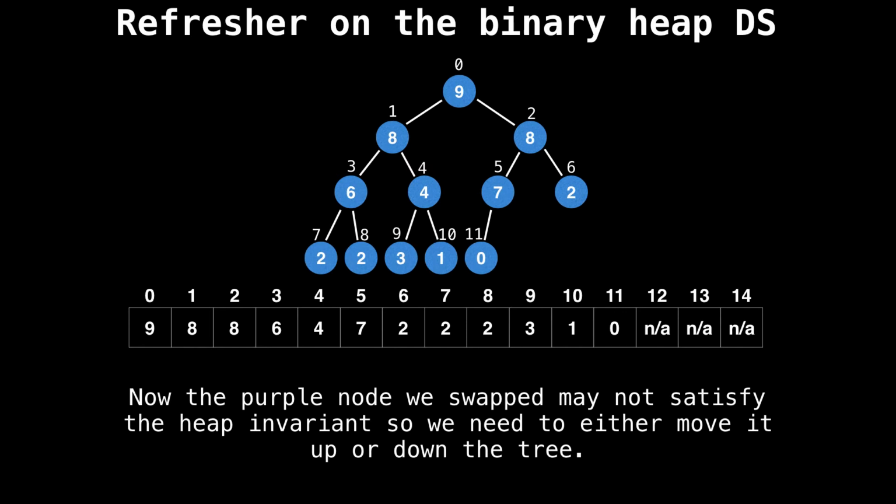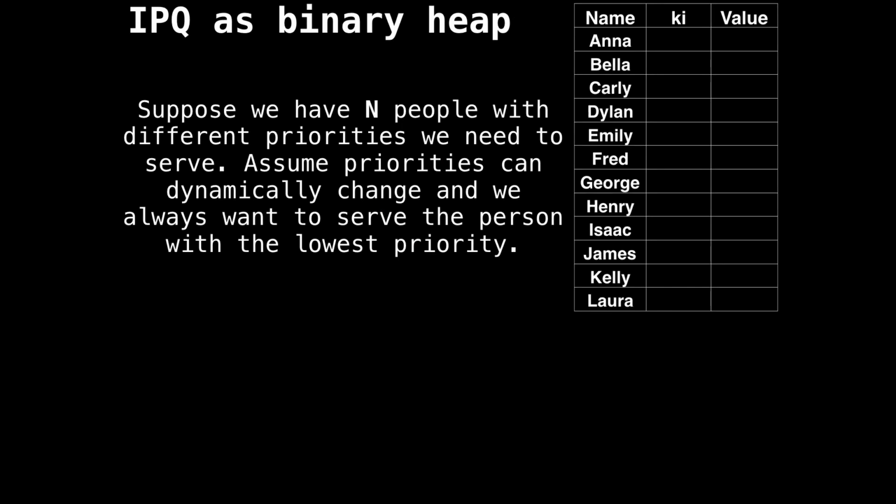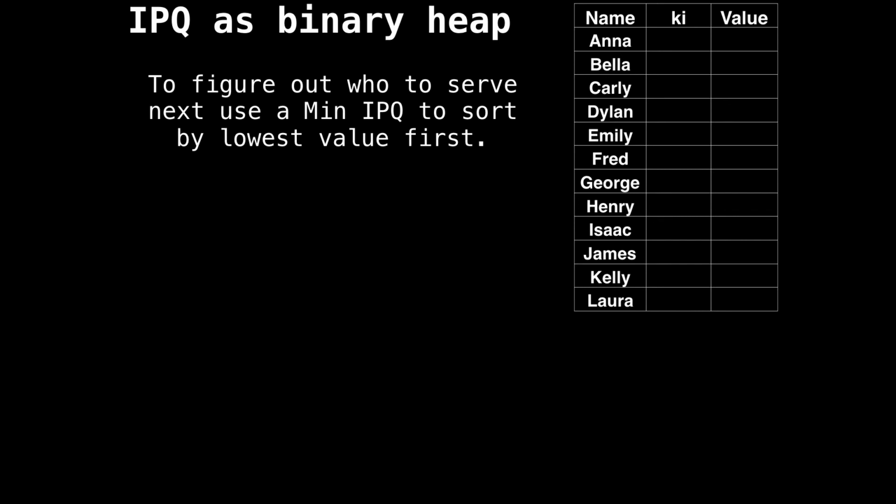Now let's talk about implementing an indexed priority queue with a binary heap. For the following examples, suppose we're dealing with n people with different priorities that we need to serve. Perhaps we're prioritizing people for a queue at a hospital, a waiting line at a restaurant, or who knows what. The main thing is we'll assume that the values can dynamically change and that we always want to serve the person with the lowest priority. To figure out who to serve next, we'll use a min-indexed priority queue to sort by lowest value first.